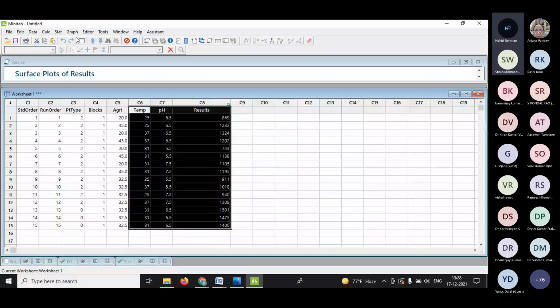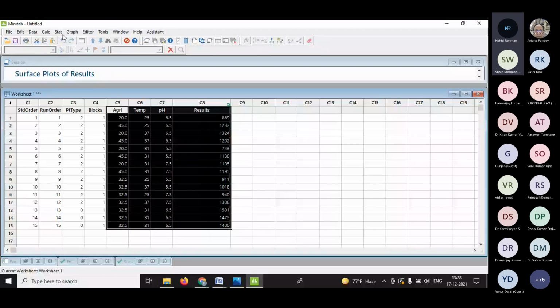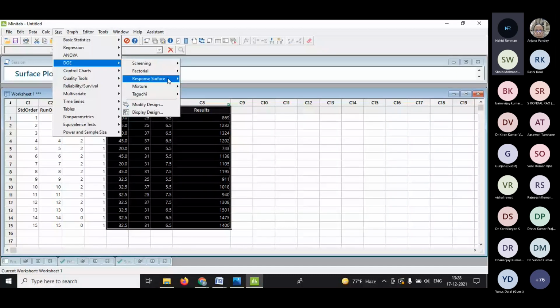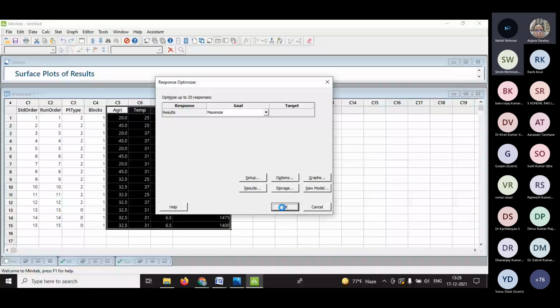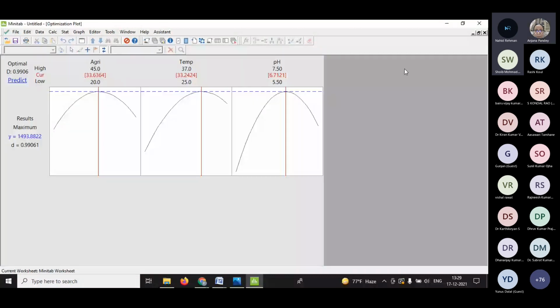Again, select all the parameters. Okay. Then go to the response optimization plot. Then click the optimization. So this is the optimization plot you get. So again and again you have to go back to the graph only, right?